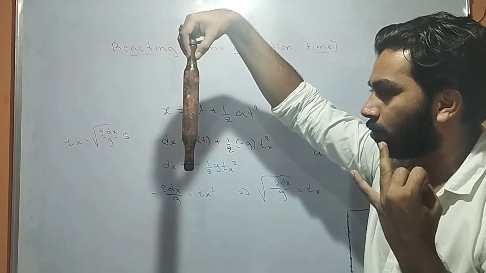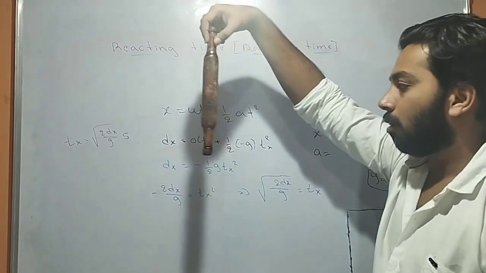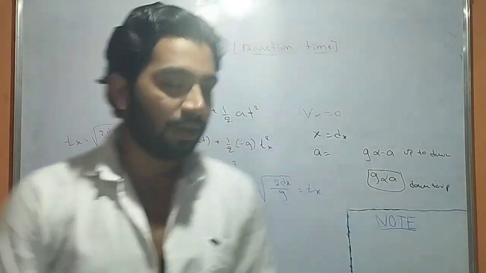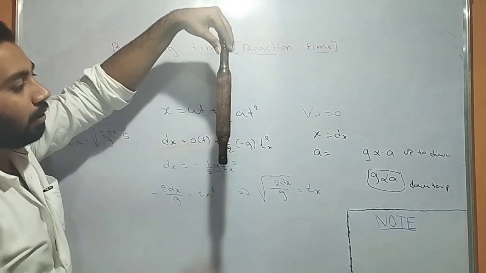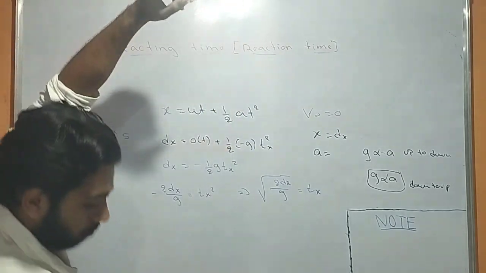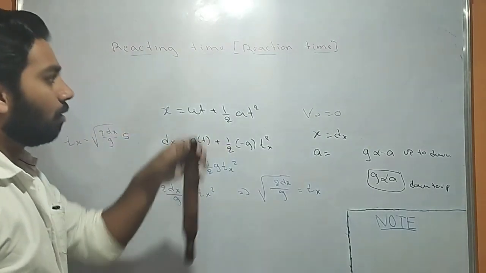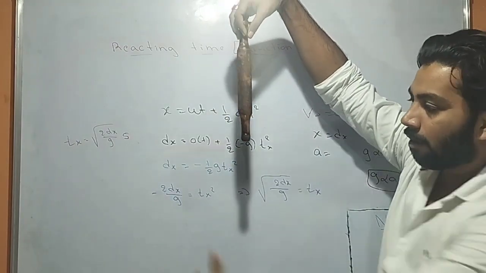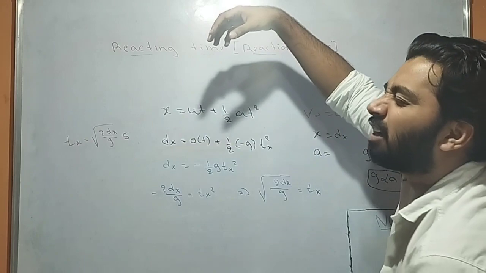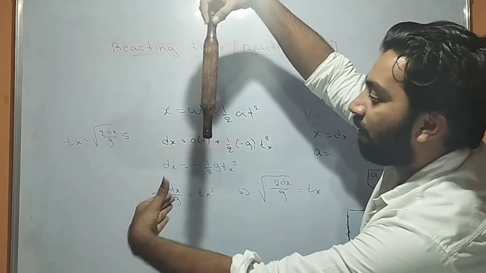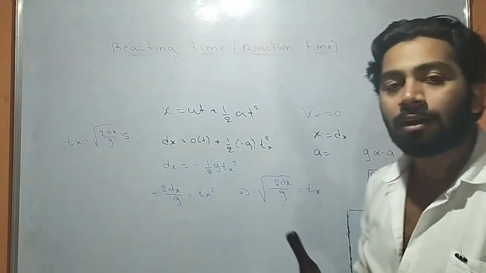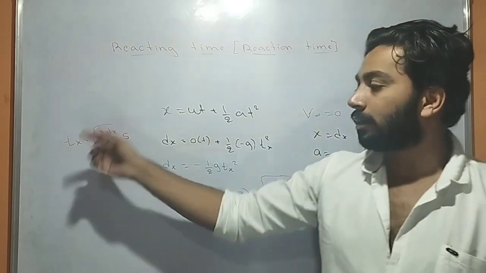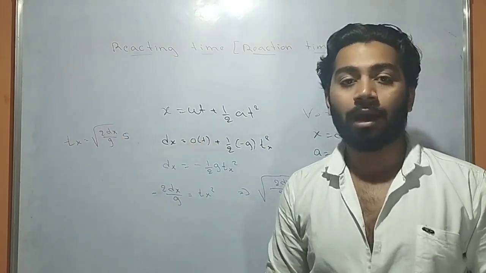Like I am leaving this wood. 1, 2, 3. So now my friend in front of me catches it. I left it in this position. Now he catches it at this position. So what is the distance traveled when I leave this and when my friend catches it? This traveled distance is 21 centimeters. So now we have to calculate the time taken by that person to react and catch it.